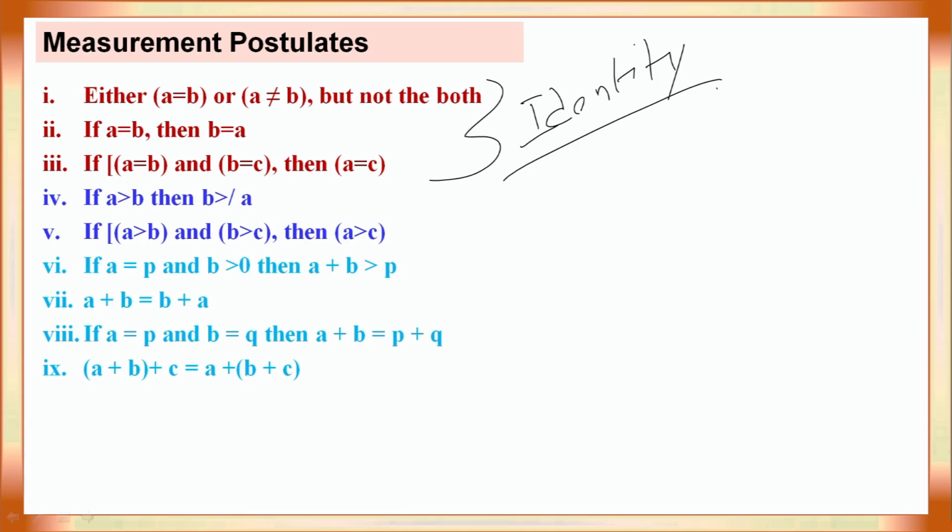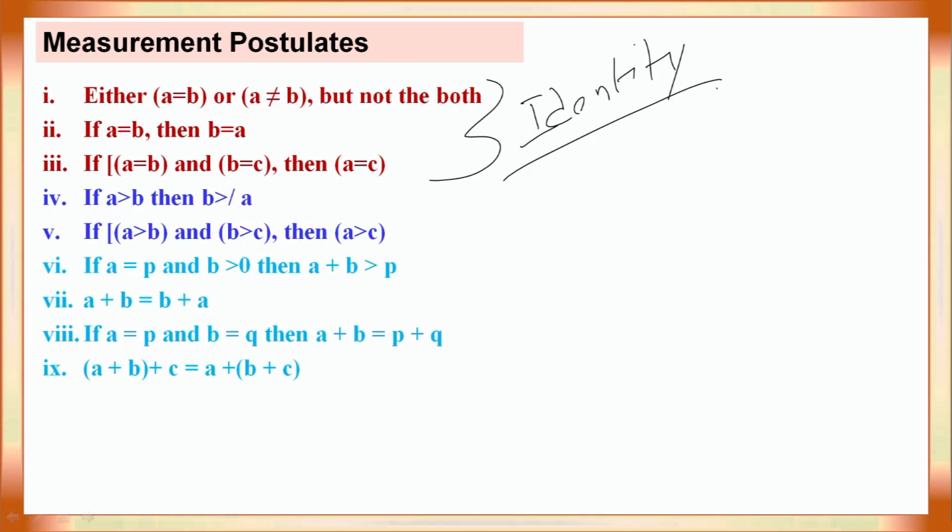Now, if you come to the next two postulates, what are they? If A is greater than B, then it is not possible that B will be greater than A. That means these greater than, equal to relations are basically asymmetrical in nature. It cannot be reversed like the equality relation we are talking about.